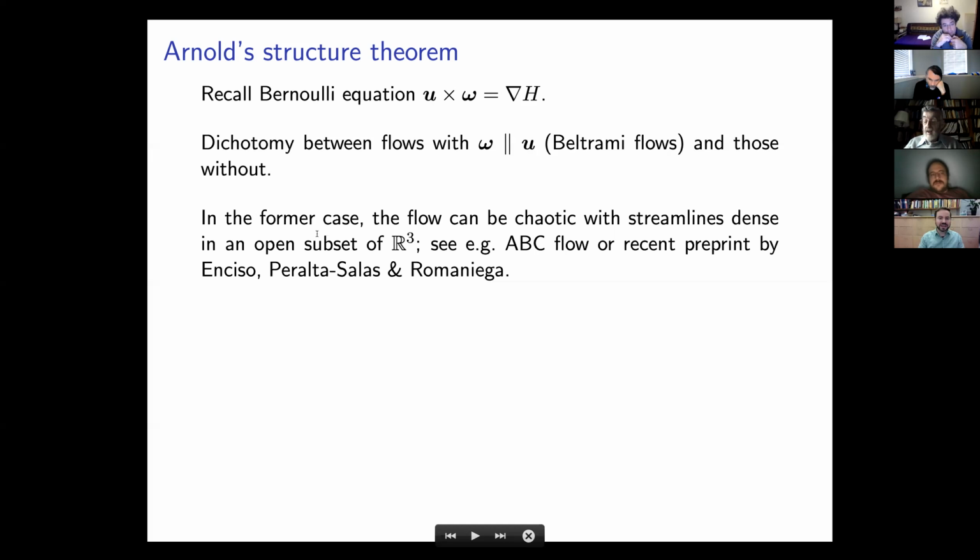In the other case, I wrote former case here, but what I mean is the case where they're not parallel, the flow can be chaotic with streamlines dense in open subsets of three-dimensional space. A classical example of this is the ABC flow, and then there are also some more recent general results. Okay, so the first setting where these are parallel, Beltrami flows I mentioned, we have already talked about one case where it happens, namely when the vorticity is everywhere 0. The other interesting case is when they're parallel, but the vorticity is not everywhere 0.